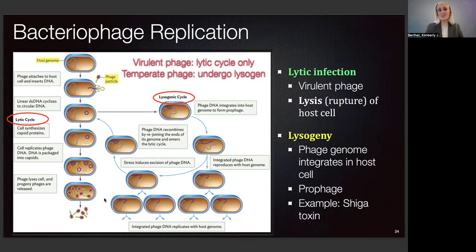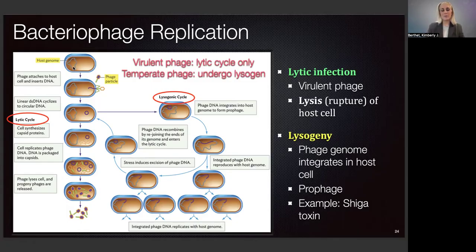Let's go ahead and look at bacteriophage replication. So we'll get a little bit more specific with this one. And we have two really interesting phases to understand. We have a lytic phase and a lysogeny phase. The typical viral infection that we think of is probably the lytic cycle.